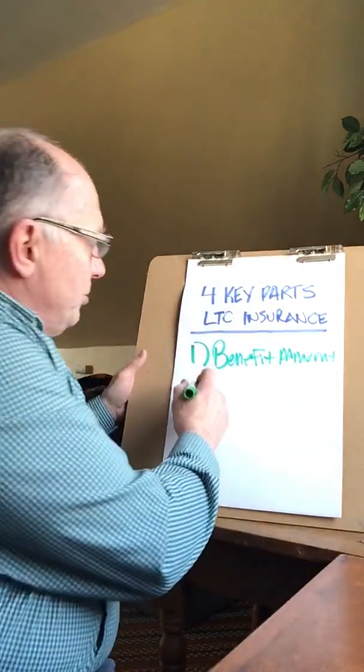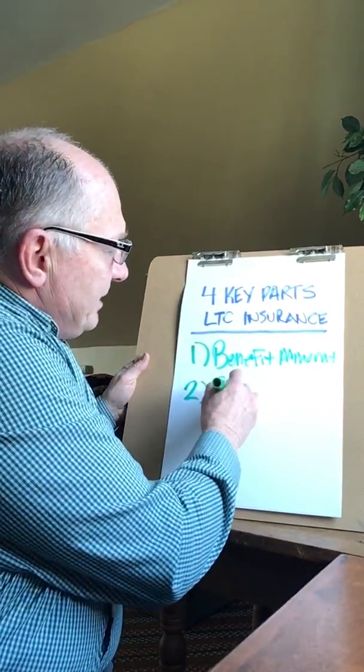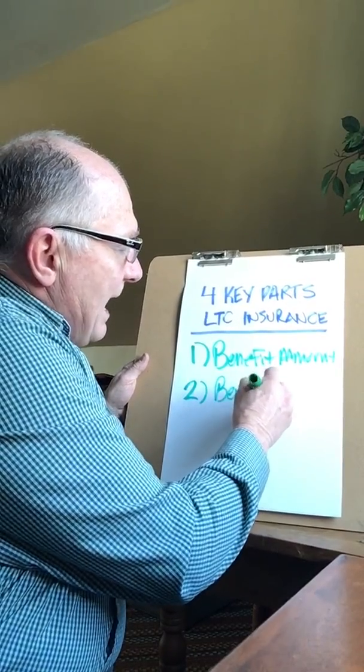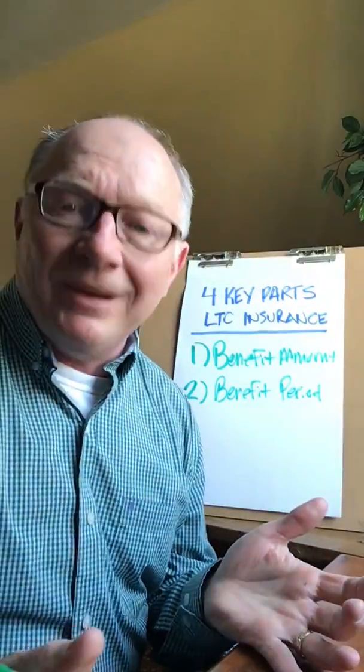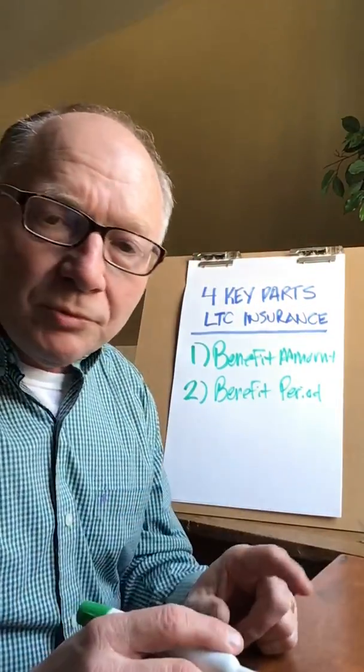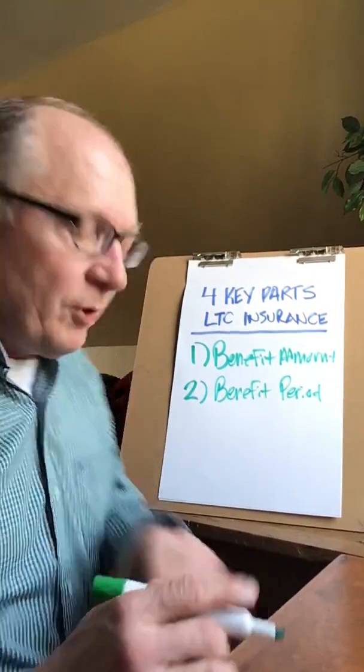The second thing we're going to choose when we buy a policy is a benefit period. This is how long that policy will last. This is usually anywhere from 2 years to unlimited or a lifetime. But this is really important. This is how these two things really work together.